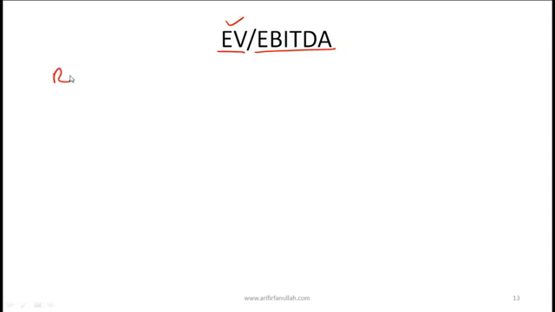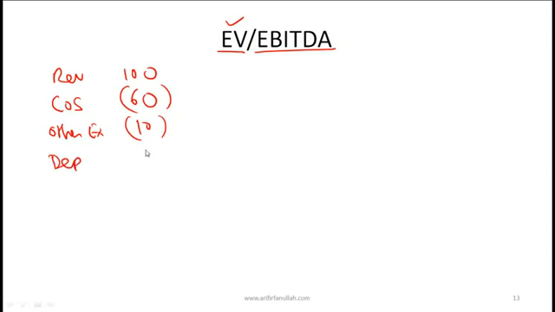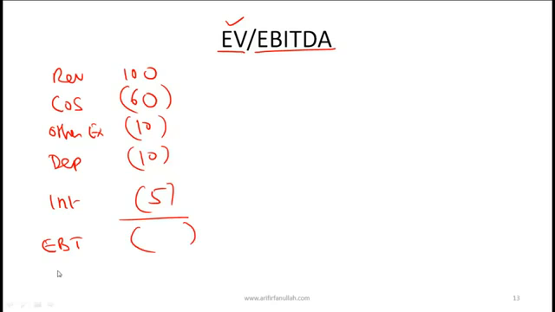So if you look at a very simple income statement, you have your revenue, let's say that's 100, you have your cost of sales, say that is 60, and then you might have other expenses, which are, let's say, 10, and then you have depreciation, which might also be 10, you might have interest, which is, let's say, 5, and then you have earnings before tax, which is some number, your tax, and then earnings after tax.